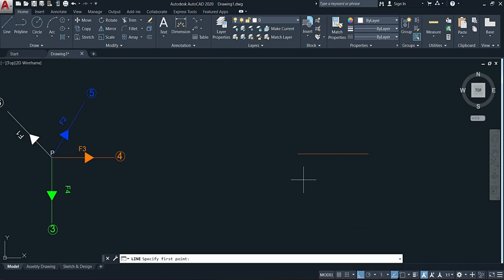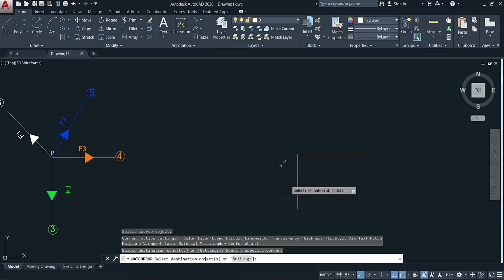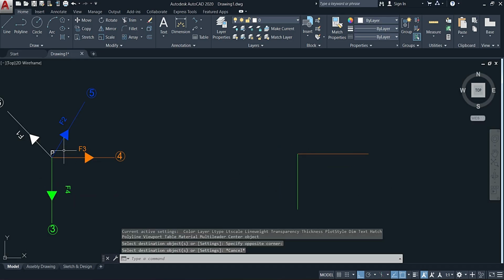Let me turn on OSnap. Now this one here is 90 degrees down, so I'm going to draw the line perfectly going down. Now this one here is 3 units, so it's therefore going to be measuring 30 centimeter. Let me again match the properties so you can see what's going on. Now we need to draw this one here.